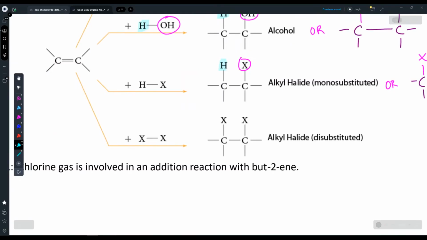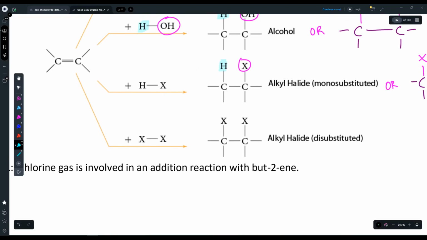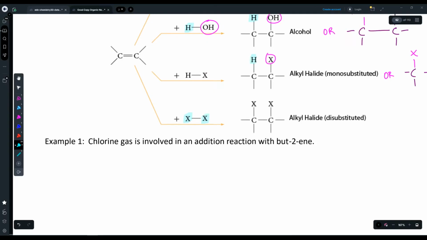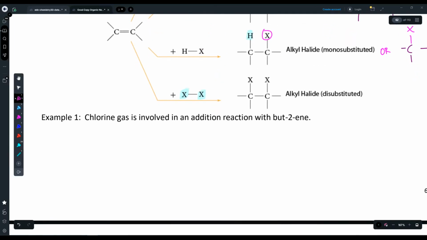And then last but not least, we're just adding a halogen to our hydrocarbon that has a double bond in it. Because both of these atoms are the same identity, this is going to be the only product that you get. And again, the main idea is the atoms are added to either side of the double bond, and then the double bond becomes a single bond. Okay, so first example here.